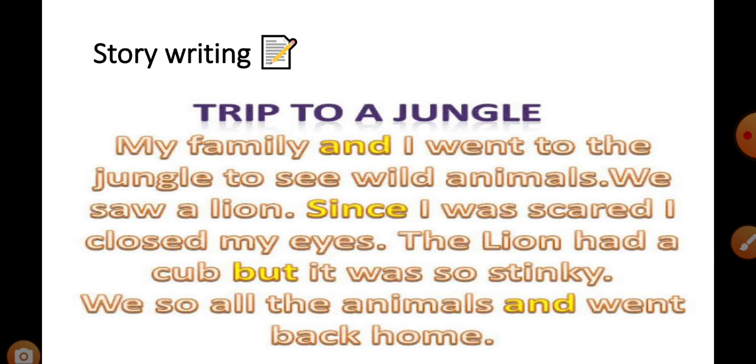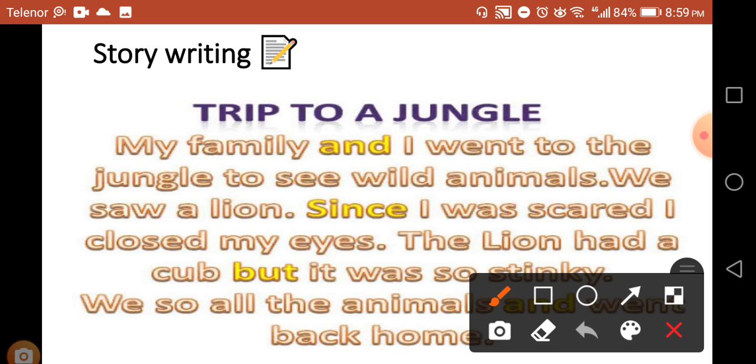Now, if you learn these compound sentences very well, you can do a lot of things with the help of these coordinating conjunctions. You can write a story, you can create a sentence matching worksheet, and many other exercises you can do with the help of these coordinating conjunctions, because a coordinating conjunction is also a very essential part of composition.